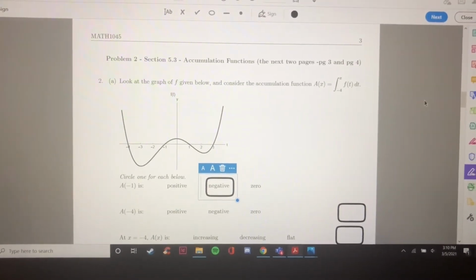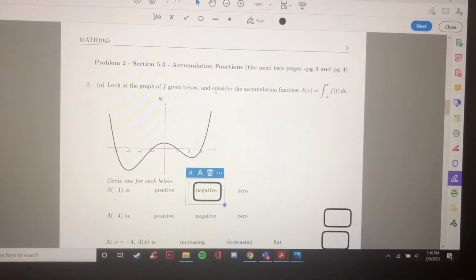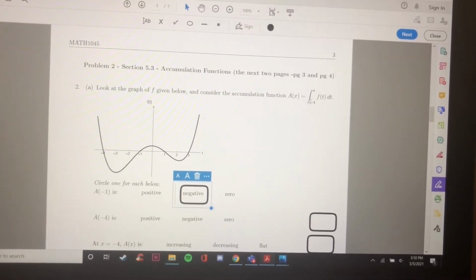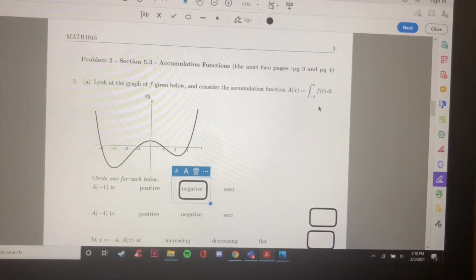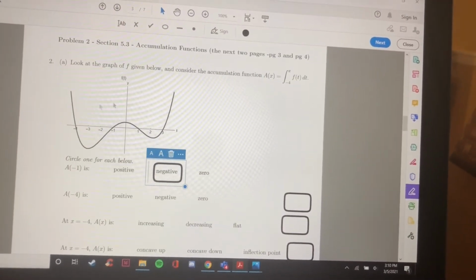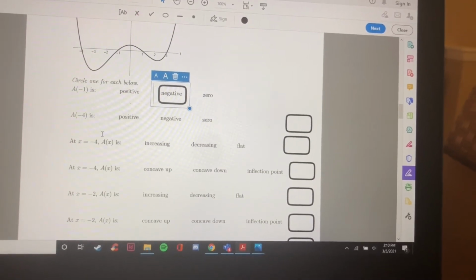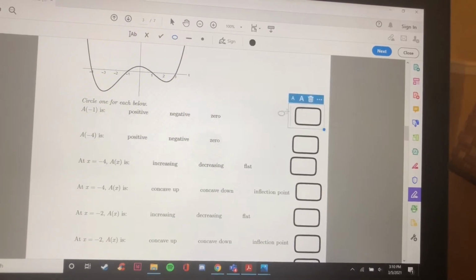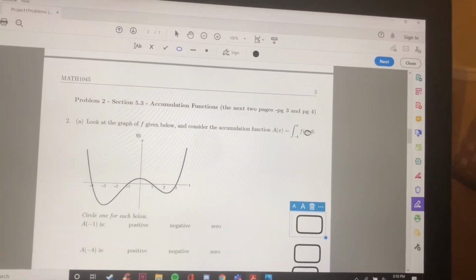This is problem 2, part A. It says, look at the graph of f given below and consider the accumulation function A of x equals the integral of f of t with respect to t from -4 to x. And what this question is all about is it's giving you different scenarios of x, and you have to decide what the specific attributes of the accumulation function of f of t will be.